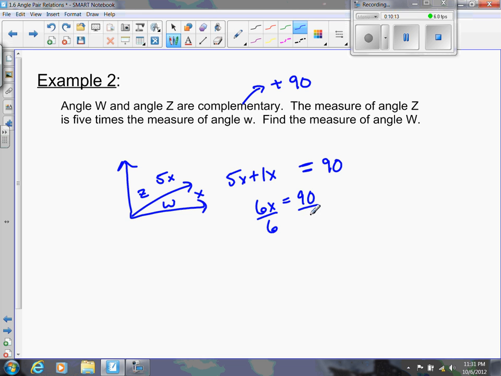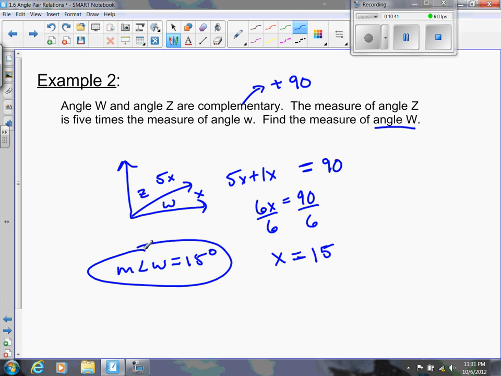Divide by 6. x equals, well, 6 goes into 9 one time, I'd be left with 30. 6 goes into 30 5 times. x is 15. Now, did they ask me to find x? No, they asked to find angle W. Angle W is 15. So you can say the measure of angle W equals 15 degrees. It's a nice way to write the answer.